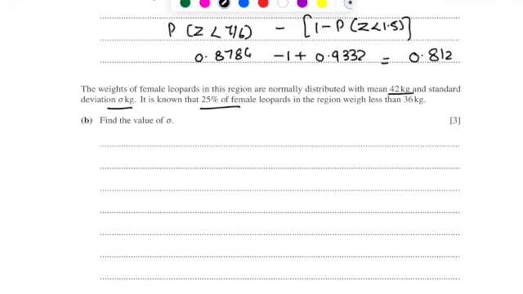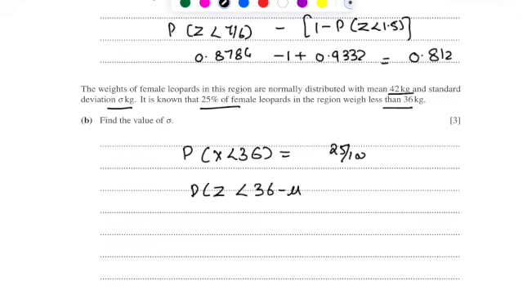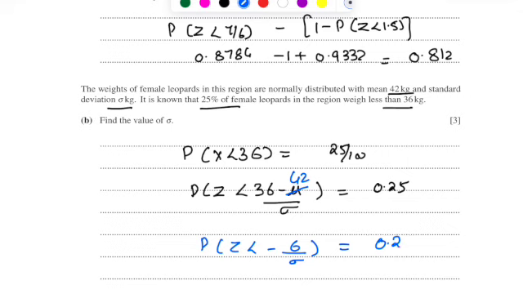The weights of female leopards in this region are normally distributed with a mean and standard deviation. It is known that 25% of the female leopards are less than 36 kgs. Less than 36 is 25%. So probability of z less than (36 minus mu) by sigma equals 0.25. But mu is nothing but how much he gave? 42. So probability of z less than minus 6 by sigma equals 0.25.